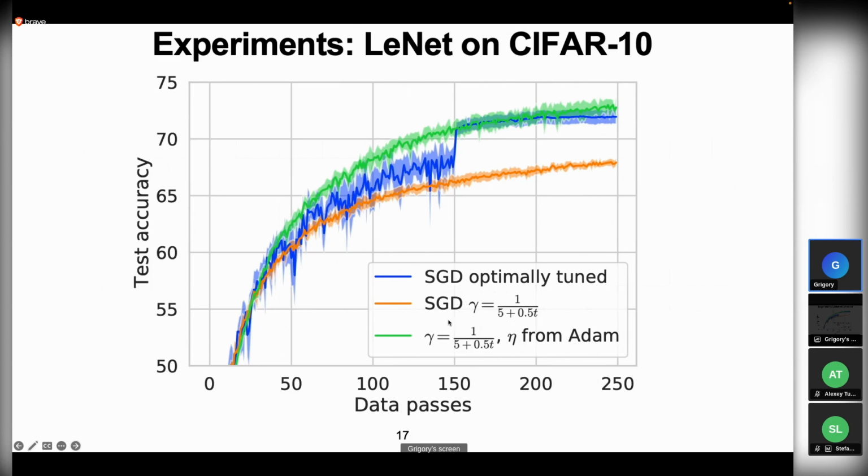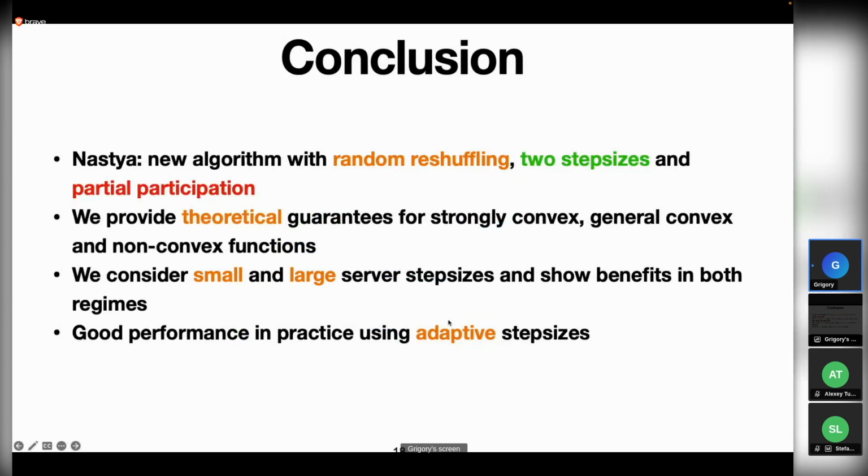decaying step size. Okay, in conclusion, I would like to mention that we propose a new method which combines random reshuffling, two step sizes, and also allows a partial participation regime. We had convergence guarantees for different classes of functions, and we also analyzed two regimes, large and small server-side step size. And we have quite good performance for adaptive step sizes.